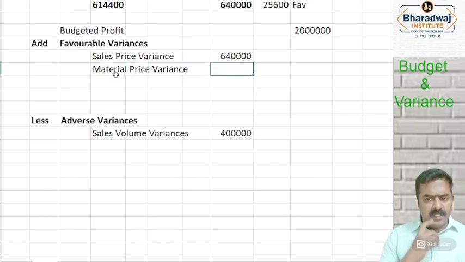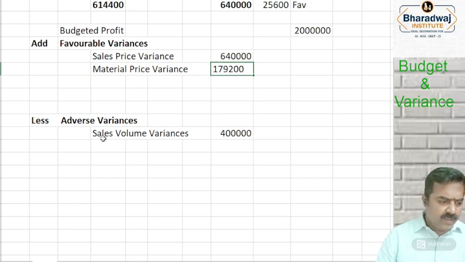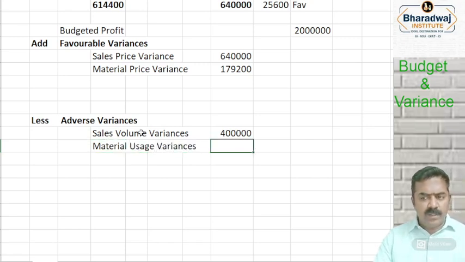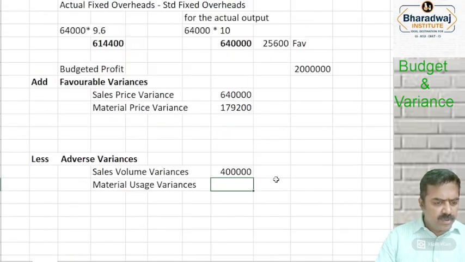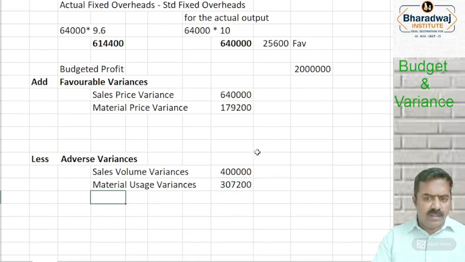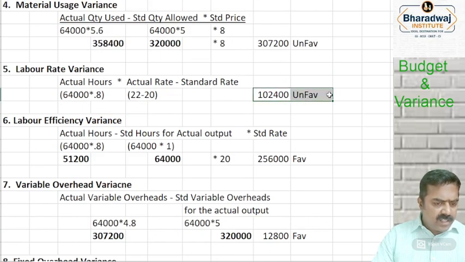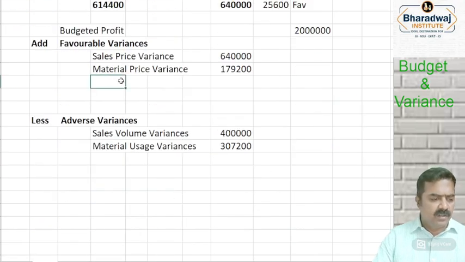What is the material price variance favorable? 179,200. Then usage wise, we used more. Material usage variance. How much material usage variance? 3,07,200. Then what is the next one? Labor, rate variance unfavorable, efficiency variance favorable.